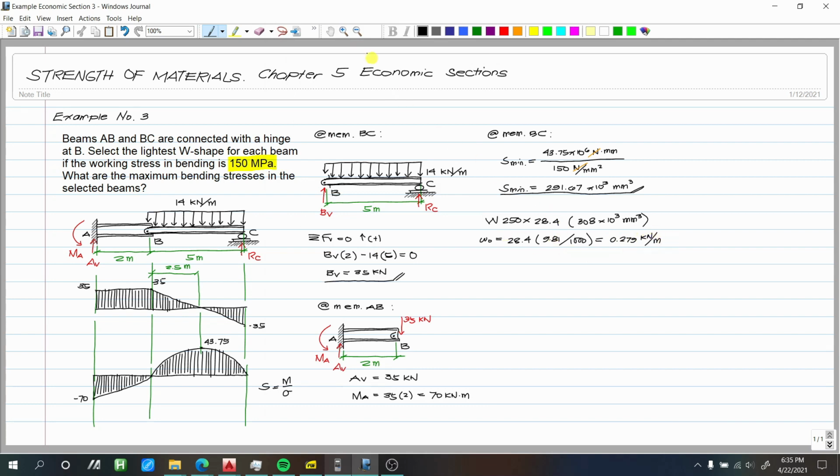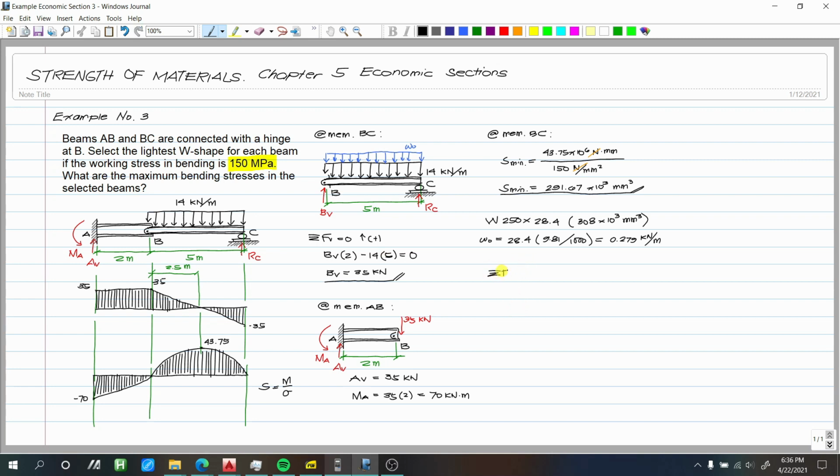And this is what we will add to BC. Okay, this is our WO for member BC. This means our total load now is 14 plus WO, so that is 14.279. So, we can solve for BV. How do we solve BV? We can do the summation of forces vertical, like what we did at first.